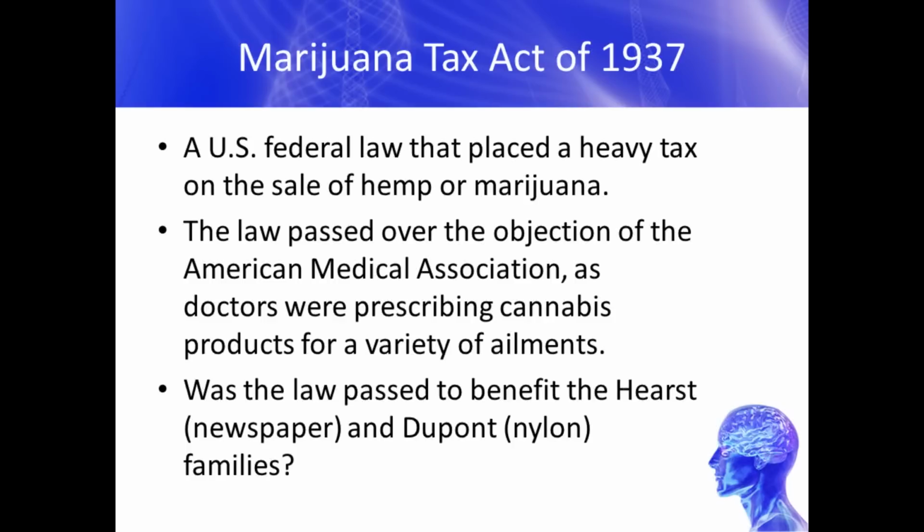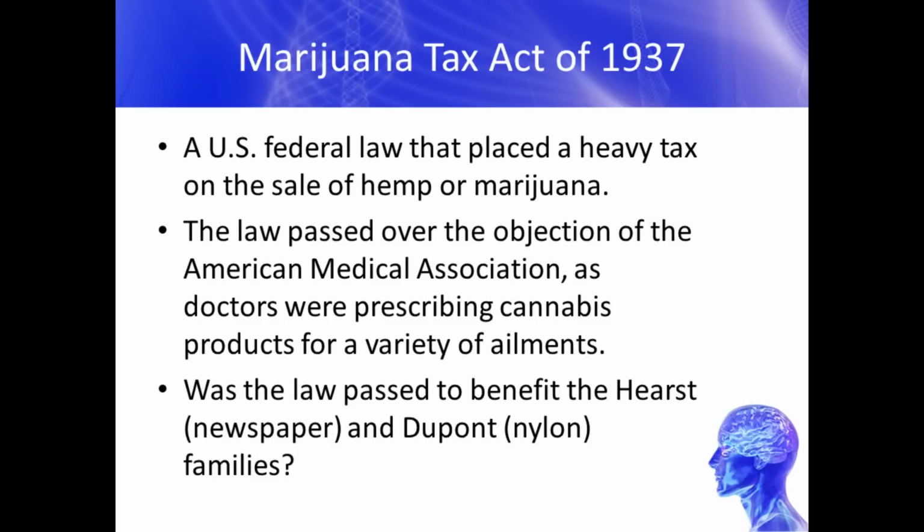Taking it a step further, the Marijuana Tax Act of 1937, largely the brainchild of Harry Anslinger, didn't outlaw marijuana products, but it placed a heavy tax on any marijuana or hemp sales. You had to have a tax stamp for any transactions that involved these. Interestingly, one of the major opponents to this federal law was the American Medical Association. On behalf of doctors who were using marijuana-based products, they said this is a bad deal for doctors and for patients, and they really fought against it, and they lost.